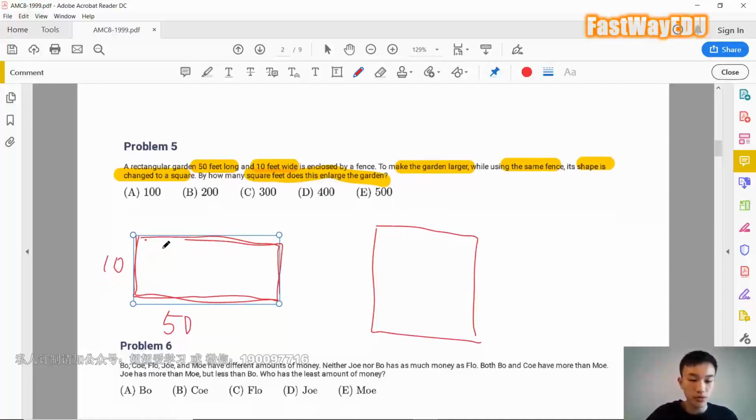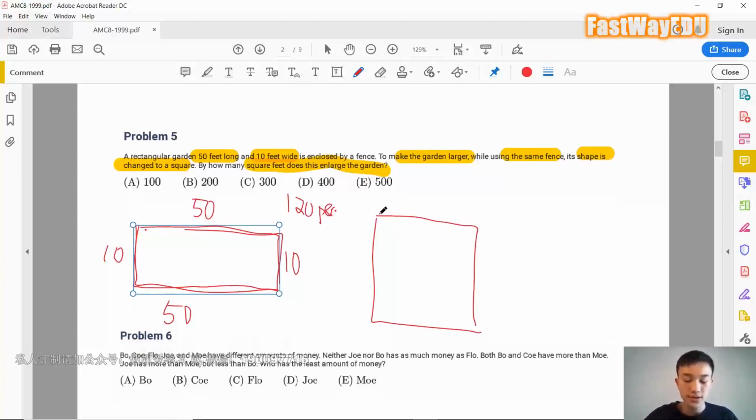So let's find the perimeter of the rectangle. So that's going to be 50 plus 10, that's 60, plus 50, 110, plus 10, that's 120. So the perimeter for both the rectangle and for the square is 120. Now since in a square all 4 sides are equal, one side is 120 divided by 4, which is 30. So each side of the square is 30.